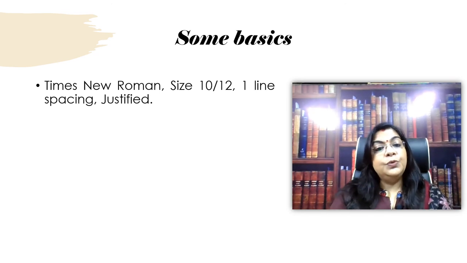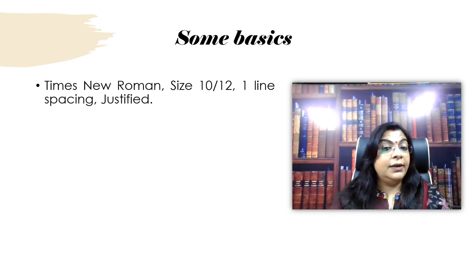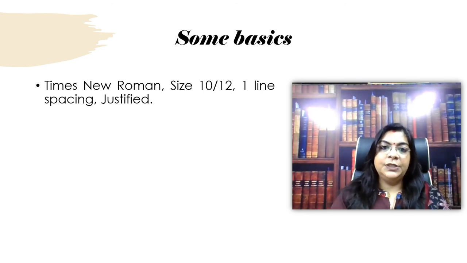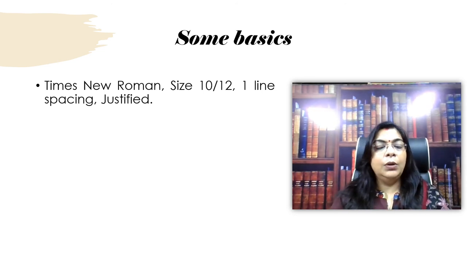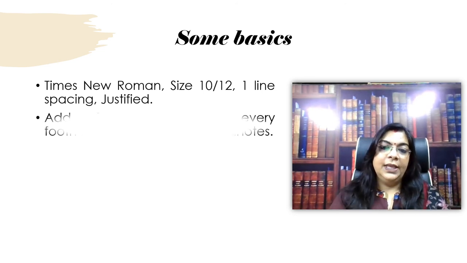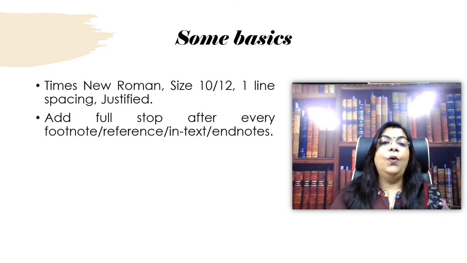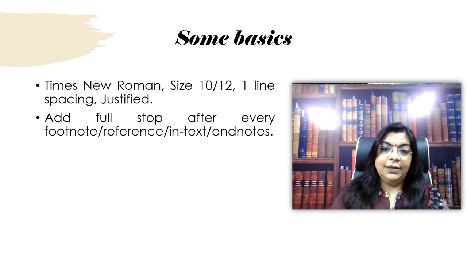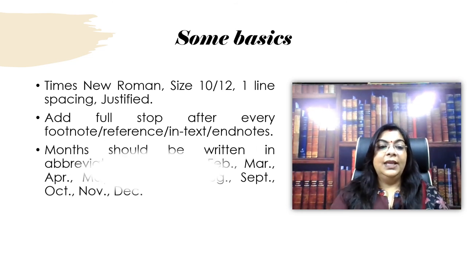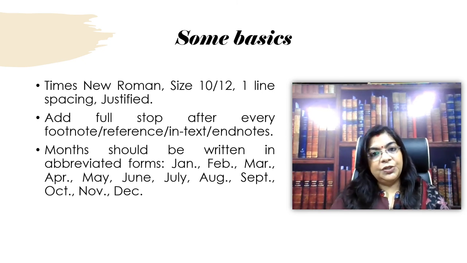Then you must use the right font size. The main content must be 12 and the footnote must be 10 if you are writing footnotes. If you are not writing footnotes, then you have to stick to font size 12. Then another thing is always add a full stop after every footnote or after every reference or in-text citation. You have to place a full stop after every work or citation you are using. Then months should be written in abbreviated form, Jan, Feb, March, and so on.